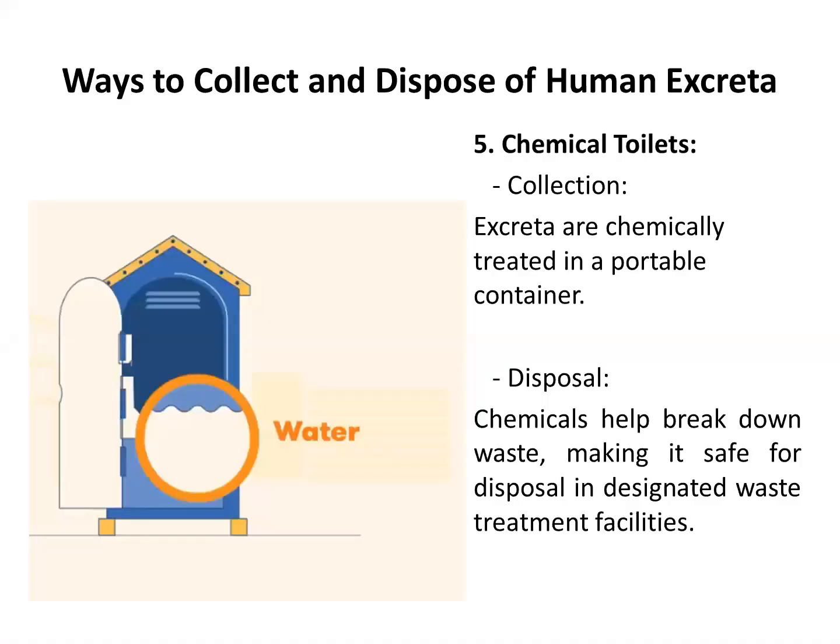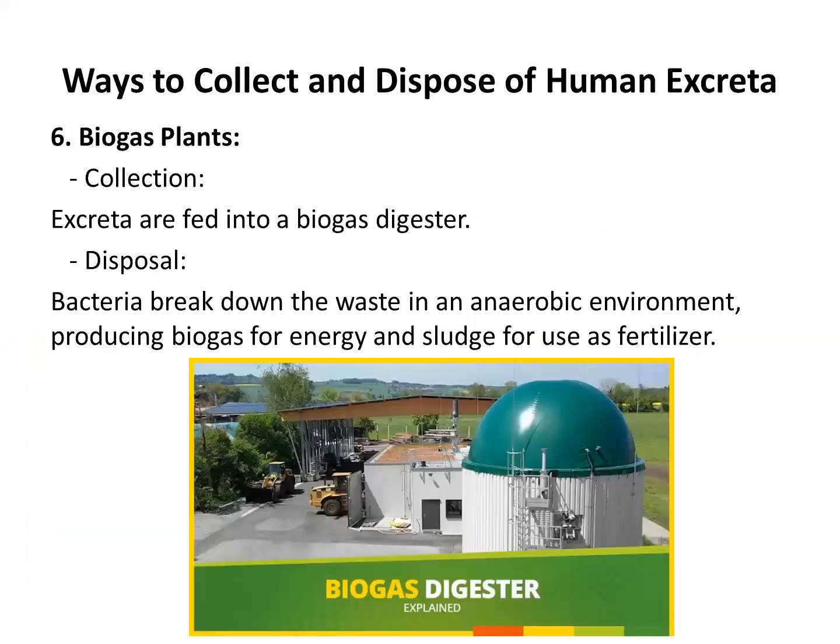Of course, then there are chemical toilets. The excreta are chemically treated, in the same way as the composting toilet, but other than using sawdust or peat moss, we are using chemicals. These chemicals help to break down waste, making it safe for disposal in designated waste treatment facilities.